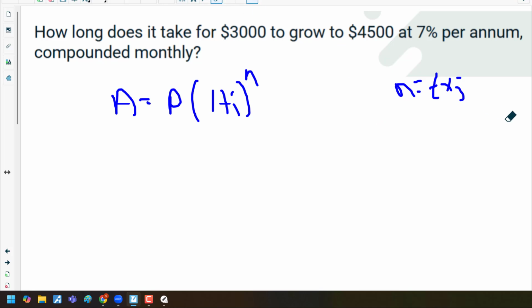is your compounded frequencies. In this case, j is just 12. And we don't have t in years, because that's what we're looking for. We're looking for how long. We're looking for t. T is unknown.